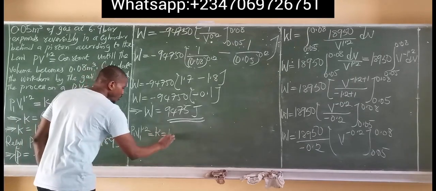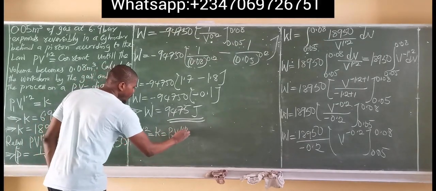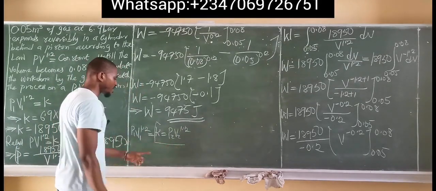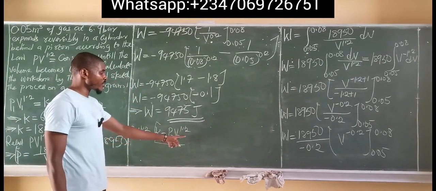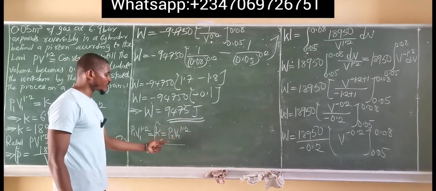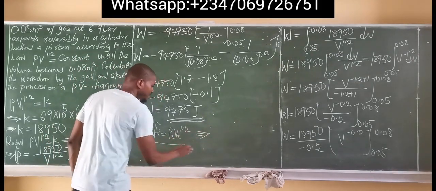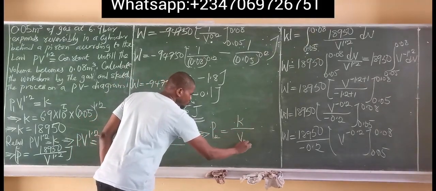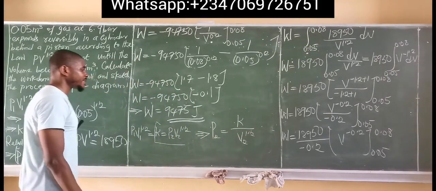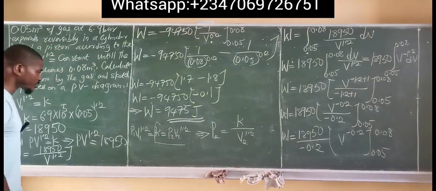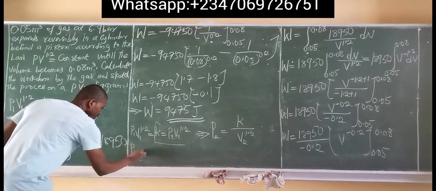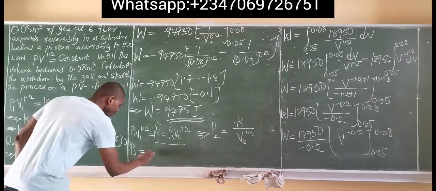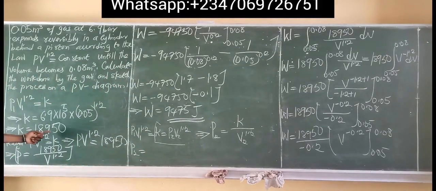It also means K is equal to P2 V2 to the power of 1.2. Now we know the value of K, we can actually relate these two together, K to be equal to P2 V2 to the power of 1.2, and as such we can find the value of P2 from here. So if we do that, we are going to find that P2 becomes K all over V2 to the power of 1.2. And in the question we are given the second volume, so we can use that to find the second pressure P2. Knowing the value of K, which is a constant, we obtain the value here as 18950.